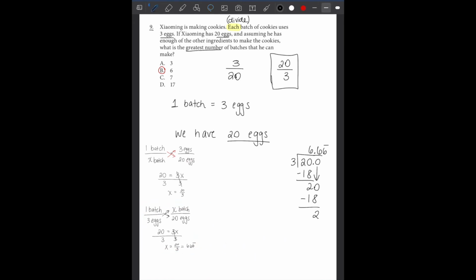If you set it up like this, one batch, and let's say you put the 3 eggs over here, and then you put the eggs up here and the batch here, this would not be okay because the one batch has to go with the 3 eggs. And the fact that it's not directly next to it or below it, it would give you the wrong answer. You cannot have these guys separated from each other like that.